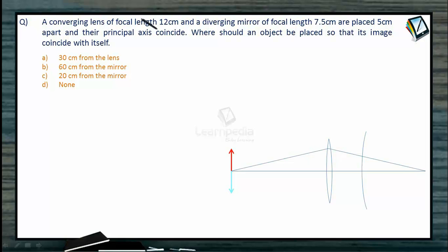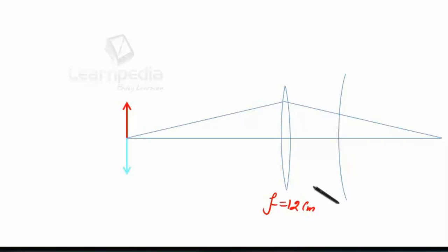A converging lens of focal length 12 centimeter. Here it is, our converging lens of focal length 12 centimeter, and a diverging mirror of focal length 7.5 centimeter are placed 5 centimeter apart.